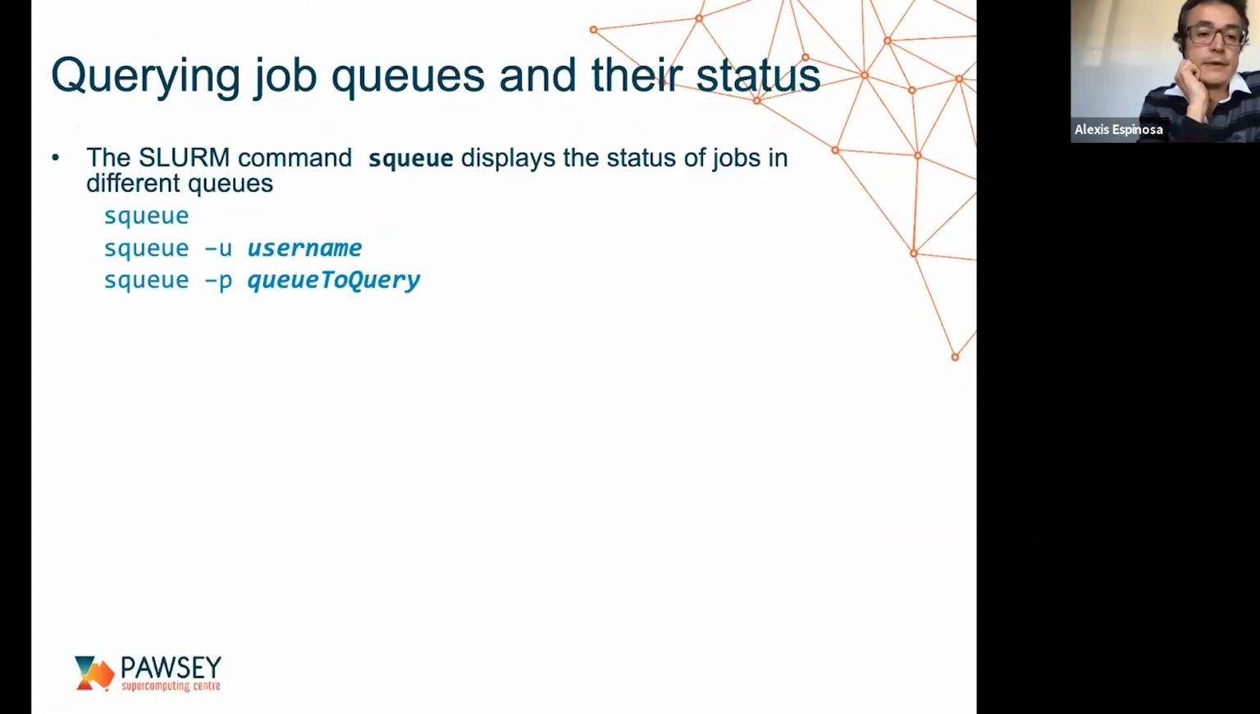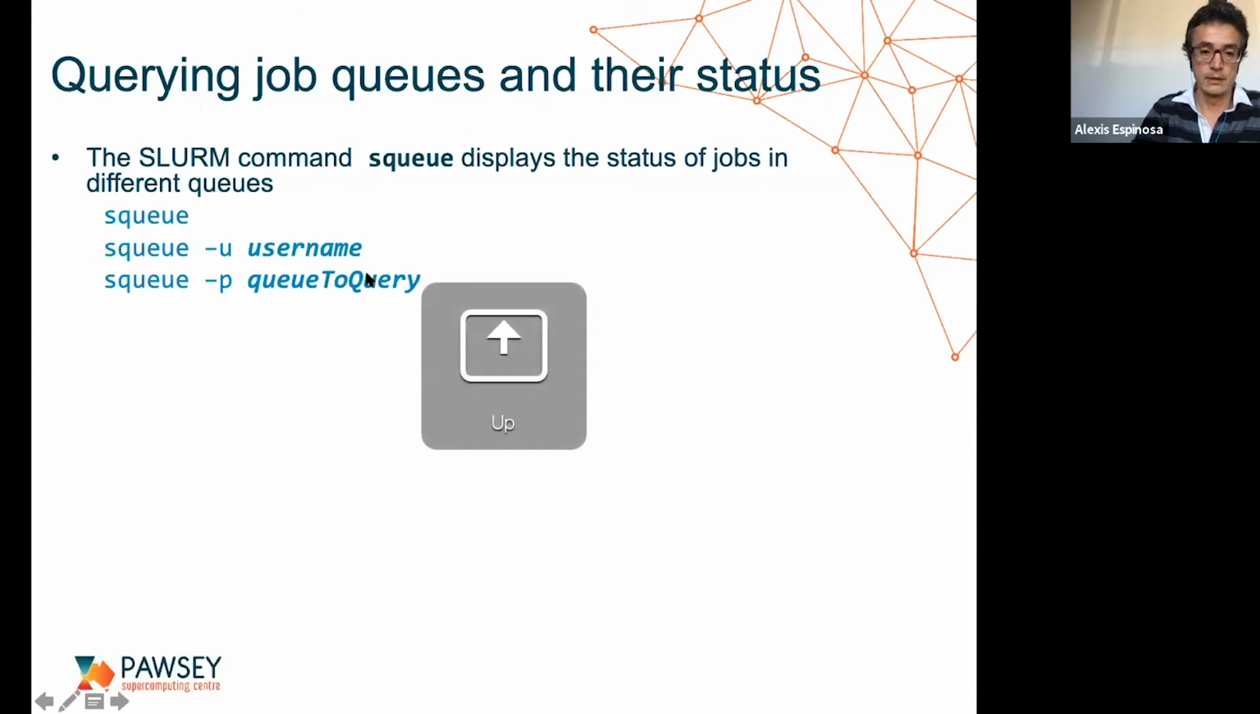Okay, so sinfo gives you information about the queues, but doesn't give you information about which jobs are running in the queues. The command to check which jobs are running is the sq command. You can type just sq, or you can type sq -u and your username, to check which jobs under your name are in the queues. Or you can type sq -p. P means partition, so you are going to check which jobs are running in this partition, and then you put the name of that partition.